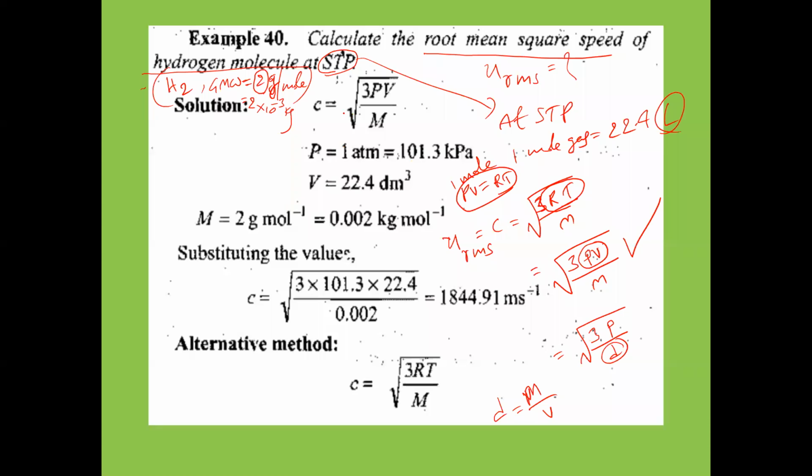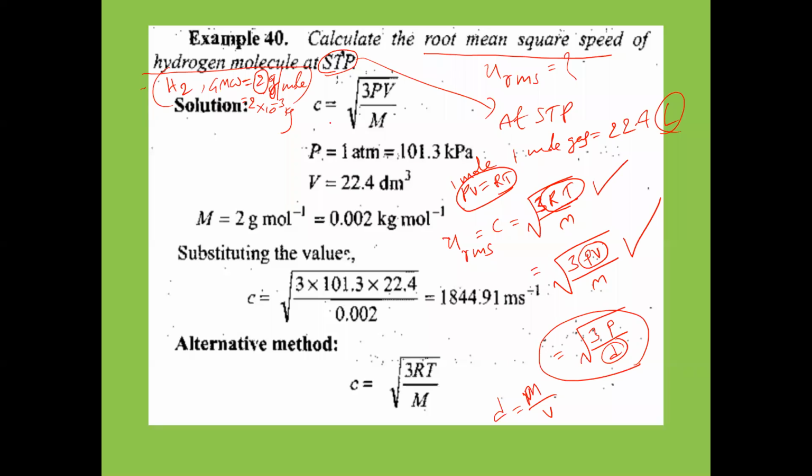Okay. So now C is equal to under root 3PV by M. We can also take RT. Both formulas can be used here. This formula we cannot use here. Why? Density is not mentioned. These two we can use.